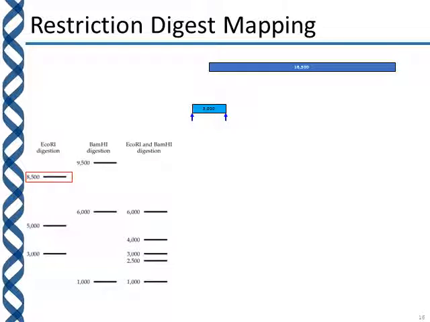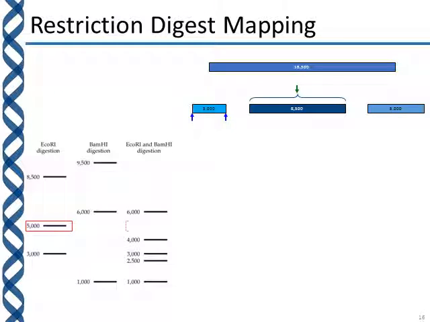And then if we look at the 8,500, in the double digestion, it's missing, which tells us then that there is a site for the BamHI within that EcoRI-derived fragment. Now if we look at the 5,000 from the EcoRI digestion, again it's missing from the double digest, which means again there must be a BamHI site within that fragment.